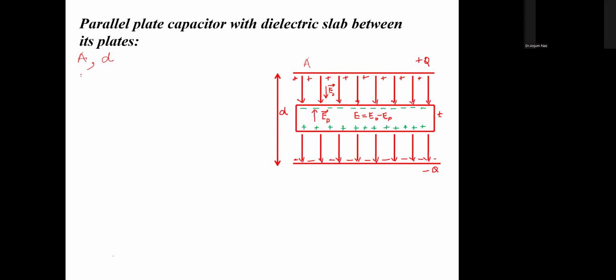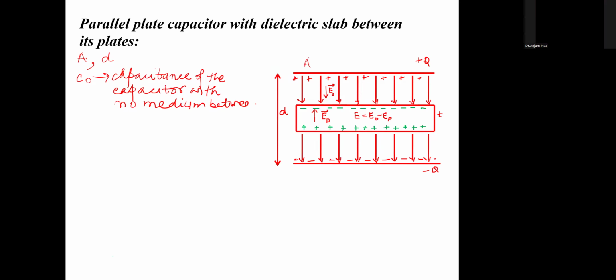And C0 is the capacitance of the capacitor with no medium between its plate.